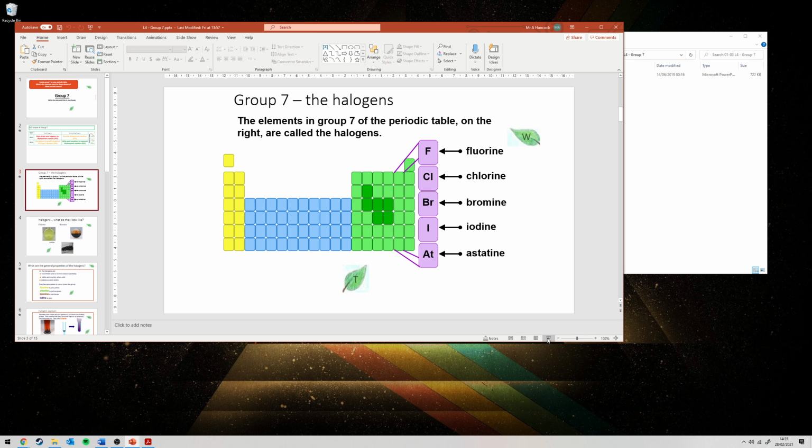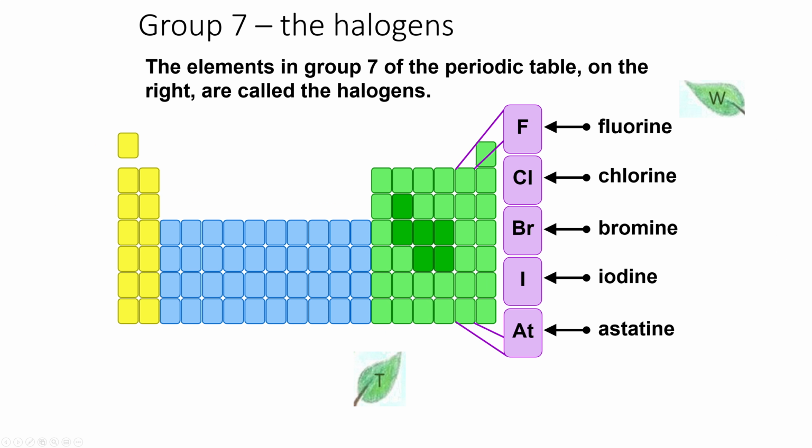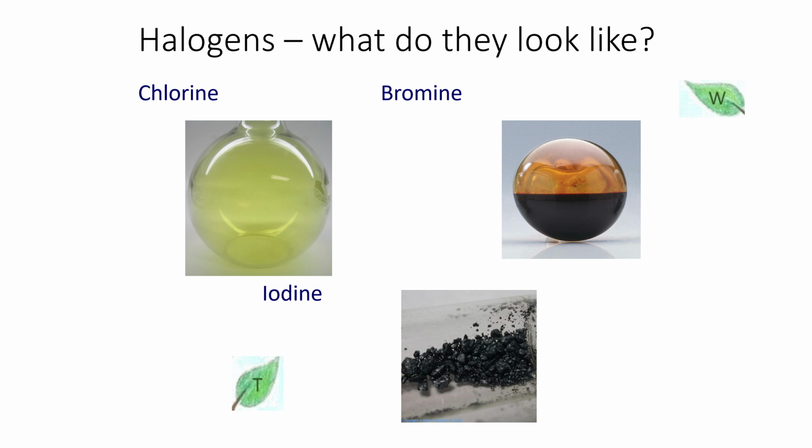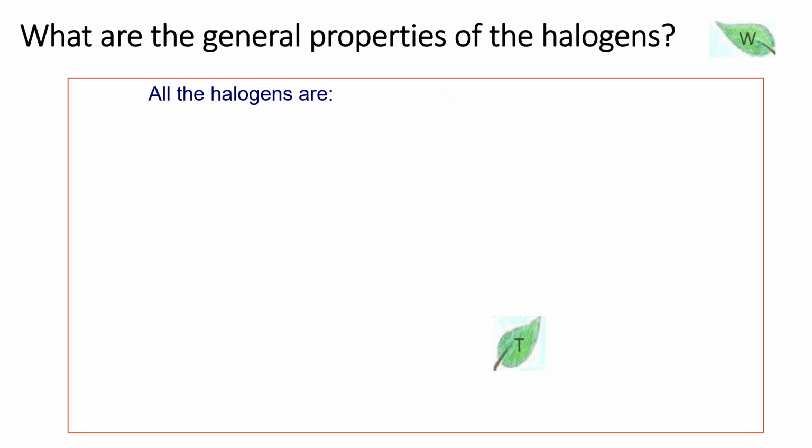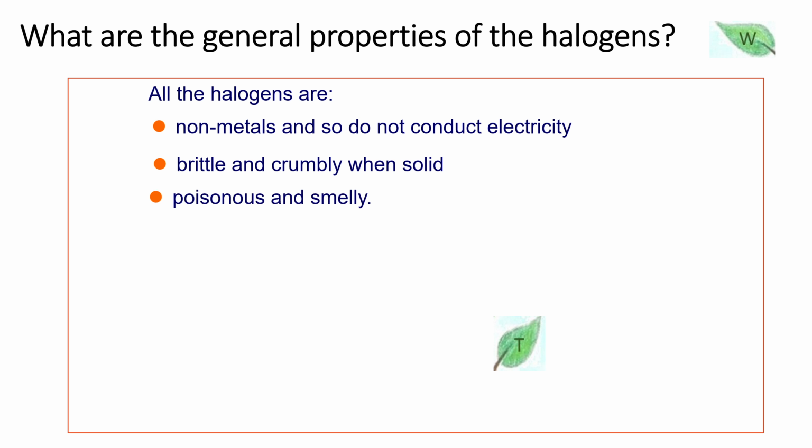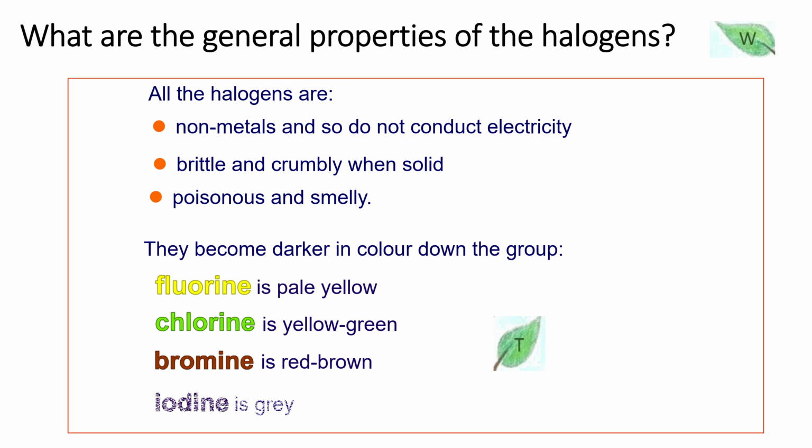Here they are, which you can see from your periodic table. Now, this is what they look like. Chlorine is a pale yellow gas. Bromine is a dark reddish brown liquid, and iodine is a silvery grey solid. Now, we need to know halogens are non-metals, they're brittle, and as an element they are poisonous. So there are the colours.